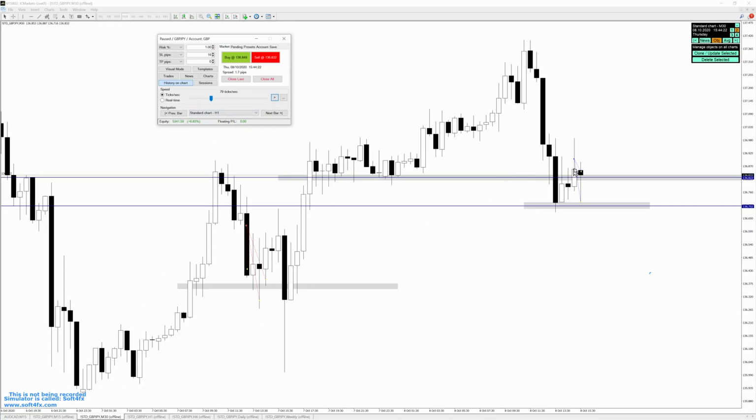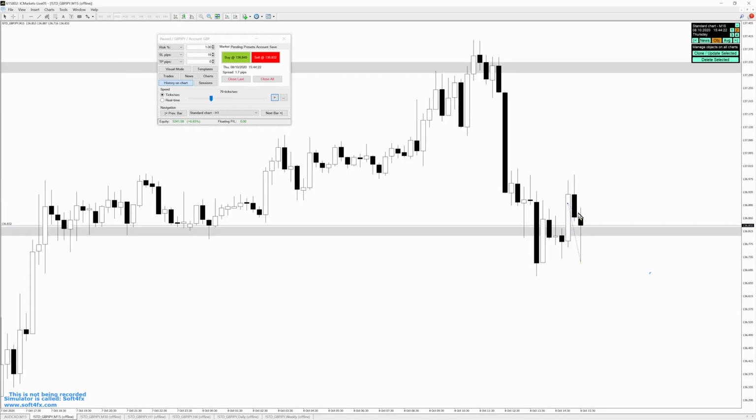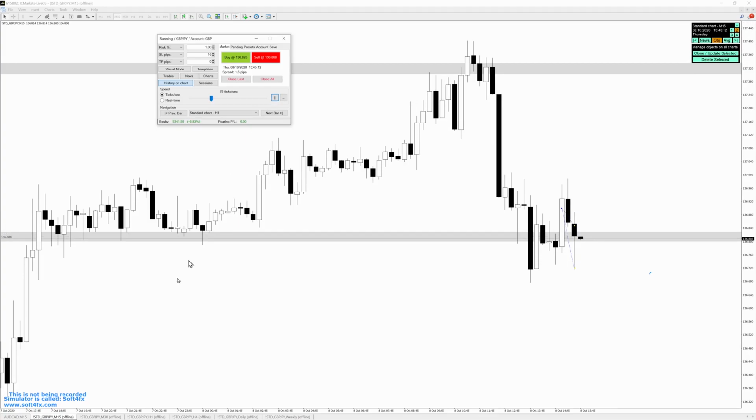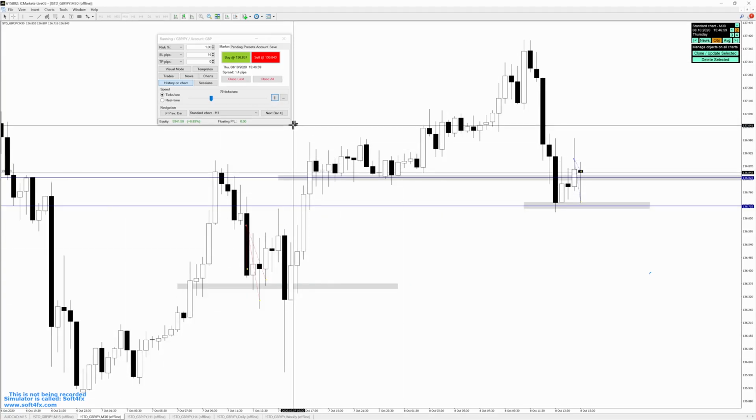So the reason why we didn't add another position here is because the 15-minute closed bearish. We needed it to close in our favor so we could add another position at that point, right? But it didn't. So now we're stuck in this position right over here.